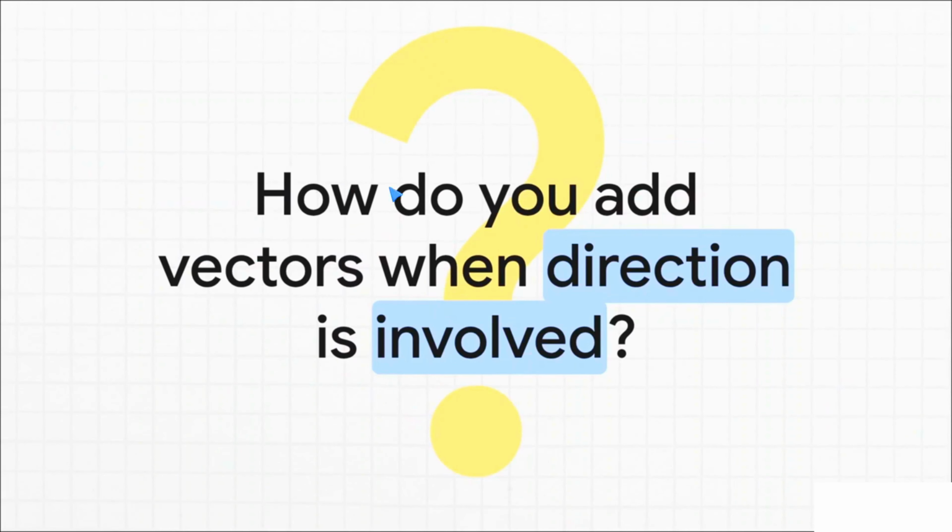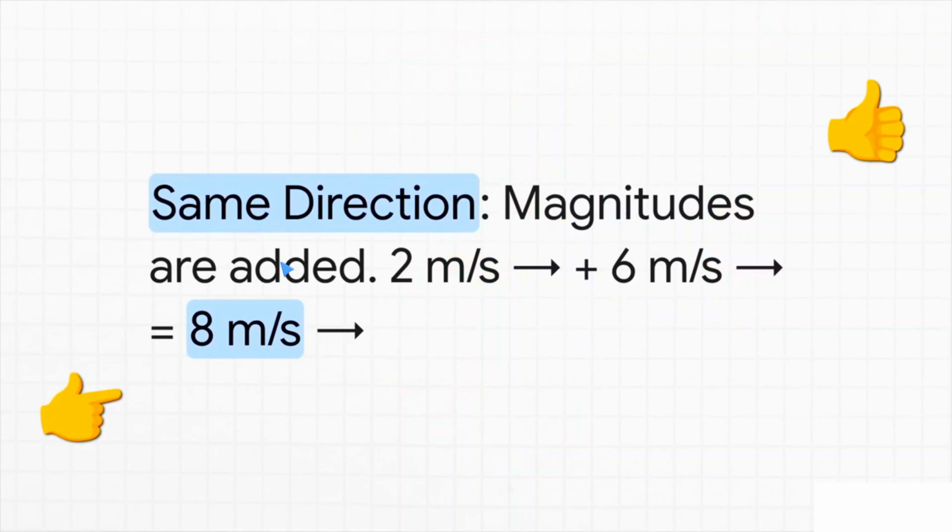But what happens when you try to do that with vectors? I mean, if you have two forces pushing on the same box, how do you add them up? You can't just add the numbers anymore because suddenly, direction changes everything. All right, let's start with the easy one. If two vectors are pointing in the exact same direction, you just add their sizes. A velocity of 2 meters per second plus another 6 meters per second in the same direction gives you a grand total of 8. Easy enough, right?